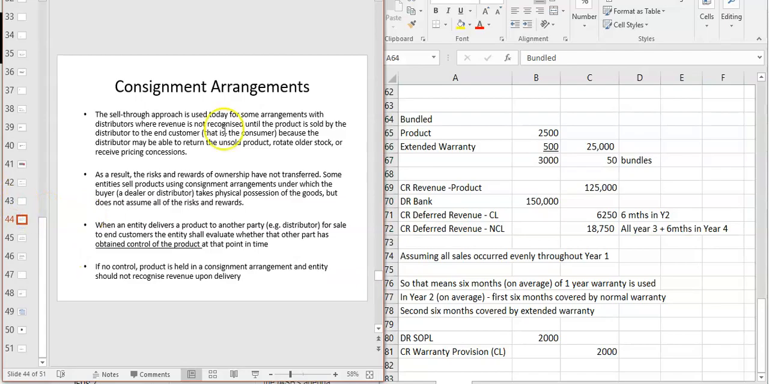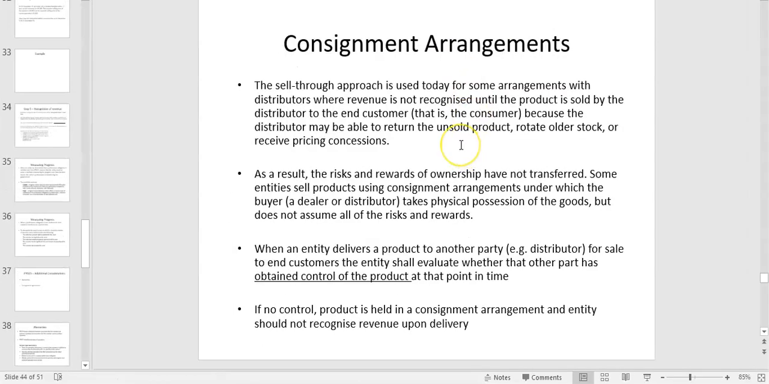The other little complication we have is this whole idea of consignment arrangements. The whole idea of a sell-through approach is common enough today, where distributors will not recognize revenue until the product is sold on. A distributor may be able to return any unsold product or rotate older stock for newer stock. So the seller, the retailer, doesn't really take the risk or reward of ownership. If they don't sell it, they give it back to the supplier. If they do sell it, then they recognize the revenue.